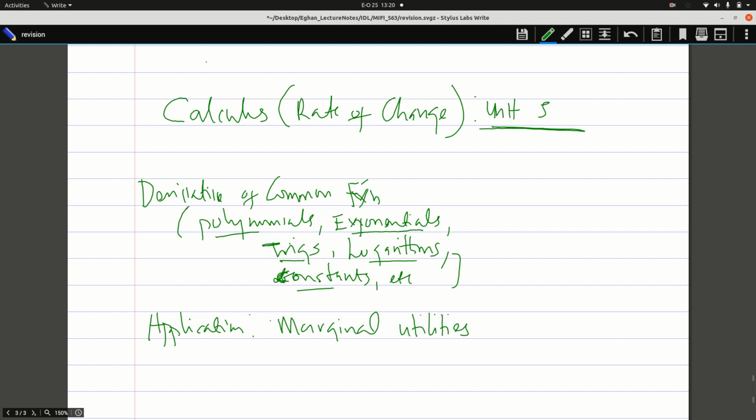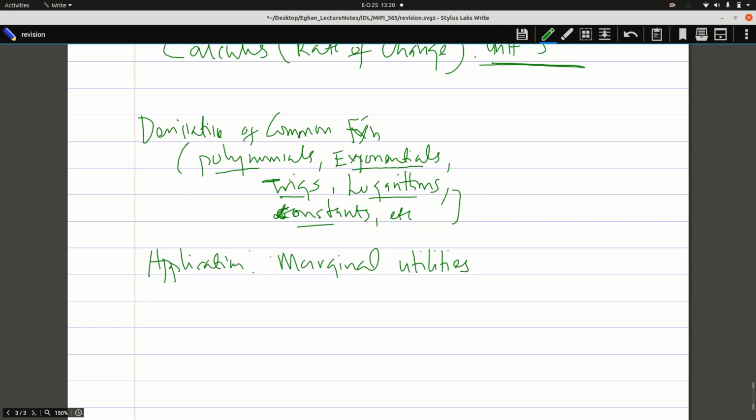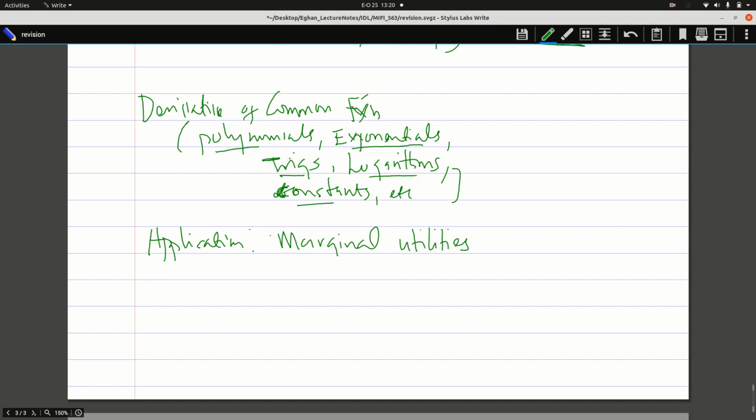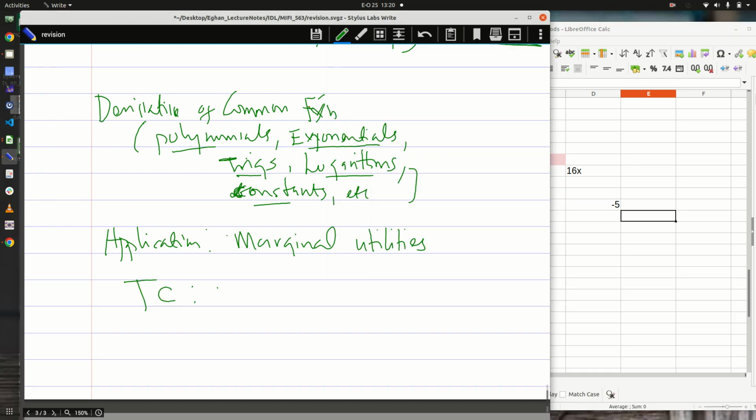We talked about the application of marginal utilities, where we considered the total cost as a variable function. We had some revenues, we had some profit, and we have to find the marginal profit, marginal revenue, and marginal cost. So assuming I have a total cost, I have my examples already written, so let me use that in my Excel. I have a total cost for production at 8x squared plus 30.